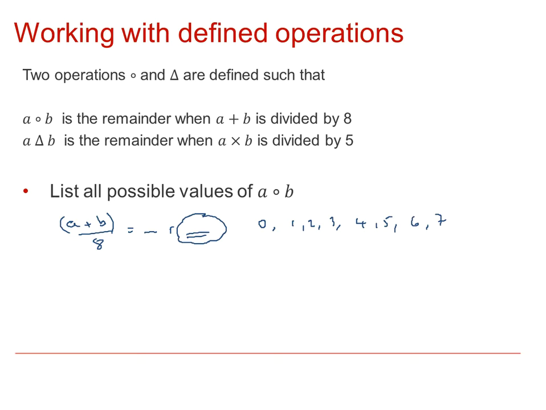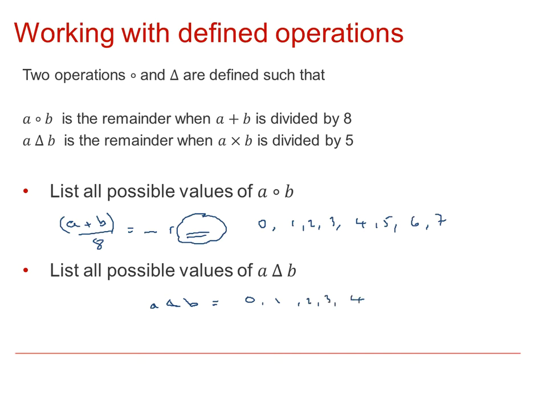If we are dividing by 5 in the second one, then the possible values of A triangle B must be equal to 0, 1, 2, 3, 4. Because if we get to 5, then it obviously is a multiple of 5, and therefore will be remainder 0. So those are our possibles. In general, when we're looking at a remainder, looking at modular arithmetic, it's going to be 0 up to n minus 1.